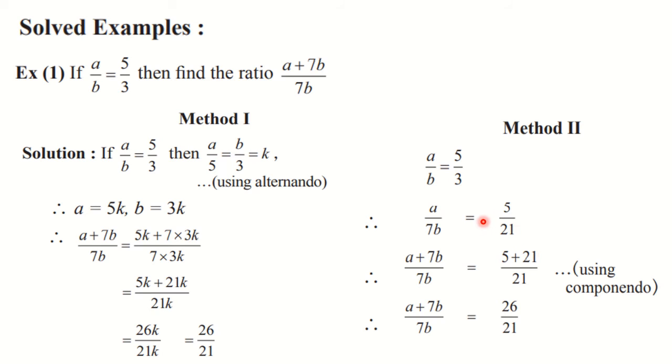Now we are going to use the property of componendo. Using componendo, add the denominator to the numerator. So A plus 7B upon the denominator as it is. Similarly, do it on the right hand side: 5 plus 21 upon 21. So the answer is 26 upon 21.